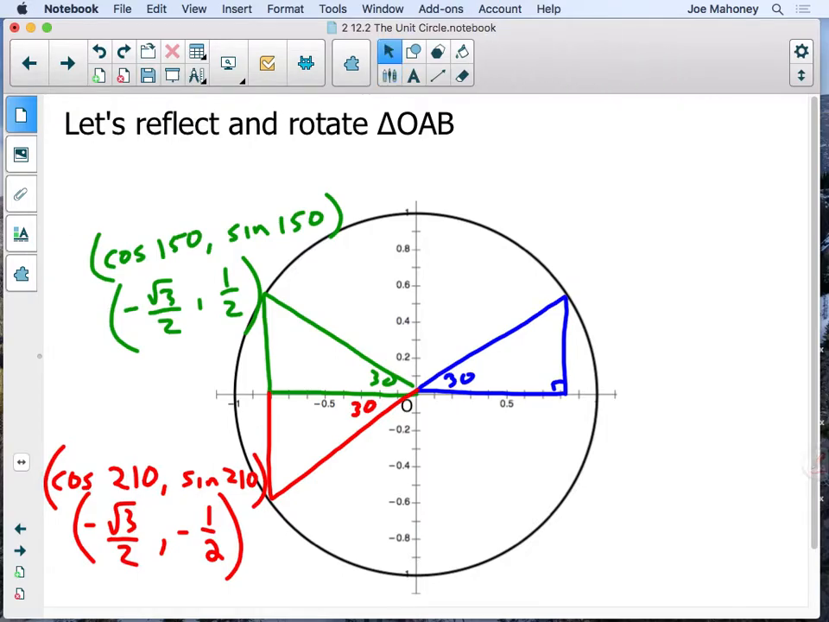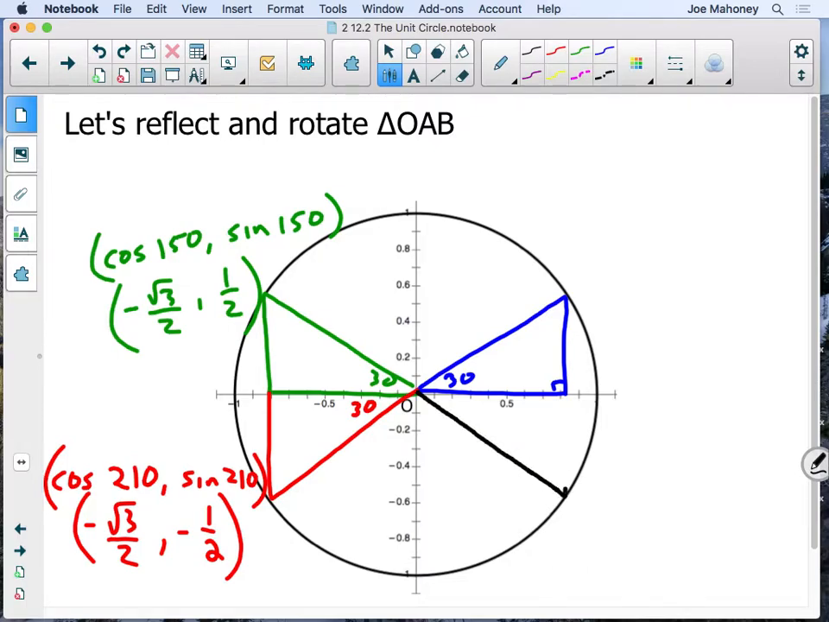And let's do one last one. Let's reflect the blue triangle over the x-axis. And now we're going to make this one right here. Again, another 30-degree angle. So in this case, we go a full 360 and then back 30. So yes, this point here now is a 330-degree angle rotation. So this is cos 330. Let me write 330. Sine 330.